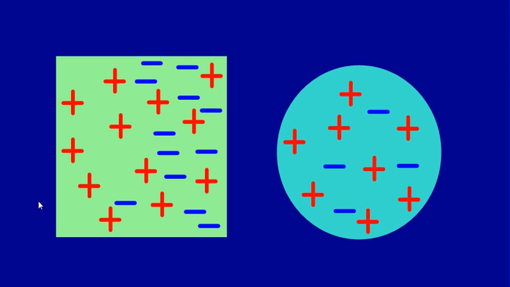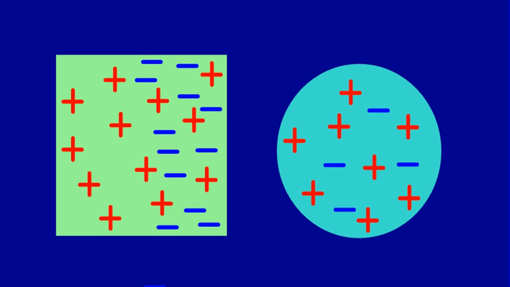So the first step in charging by induction is to move a charged object near but not touching the object that you wish to charge. As a result, the charges will move inside the conductor. The next step in charging by induction is to ground my conductor.